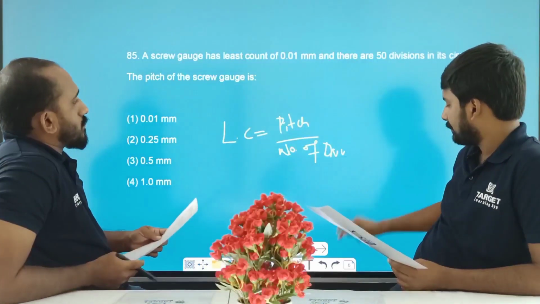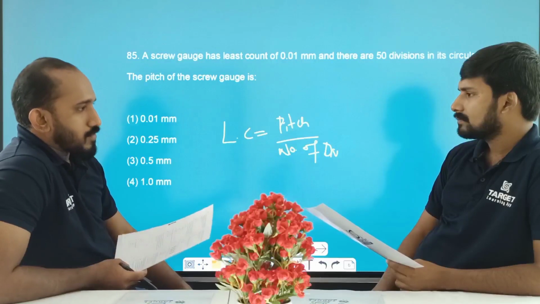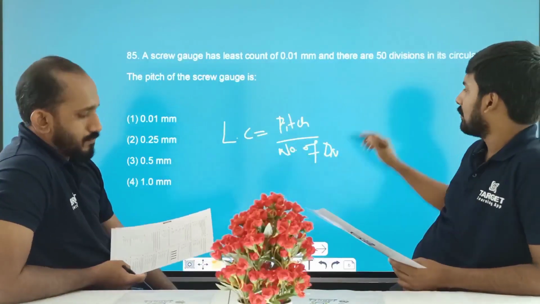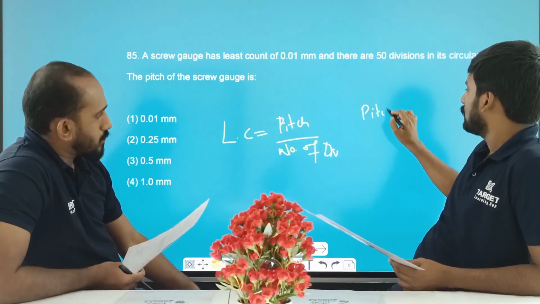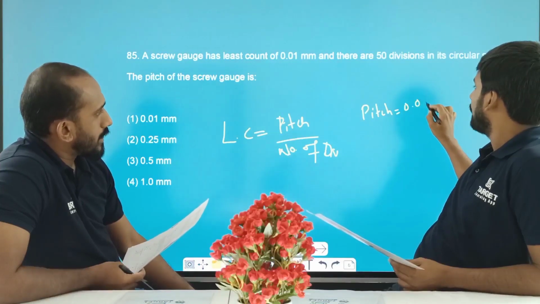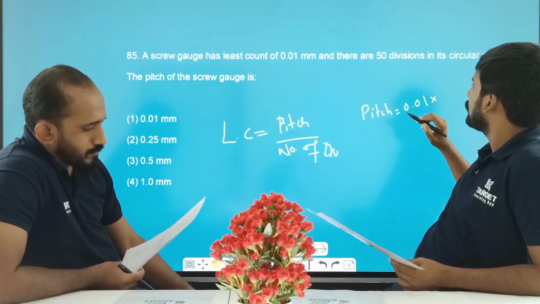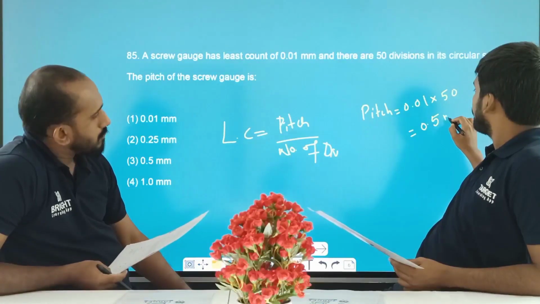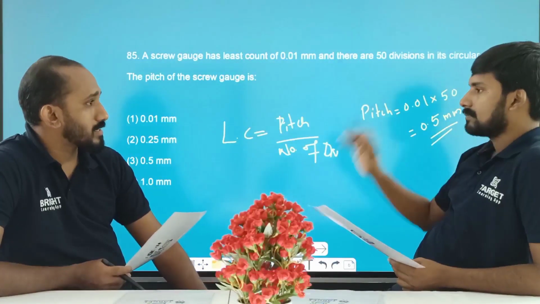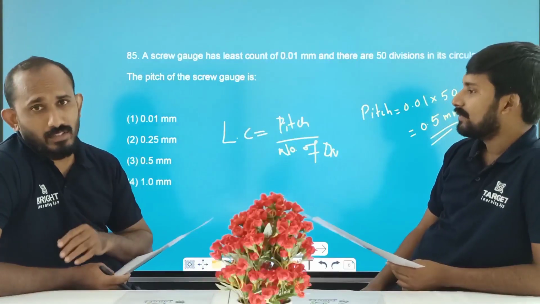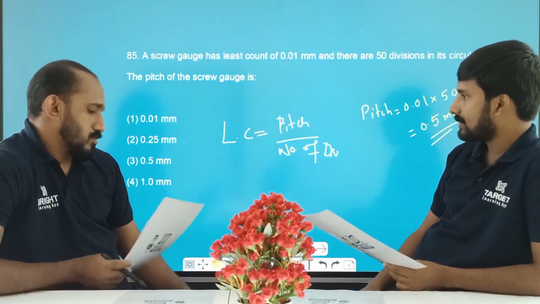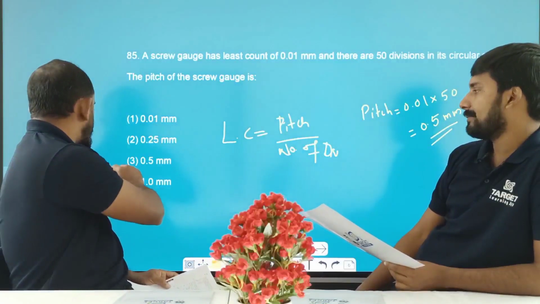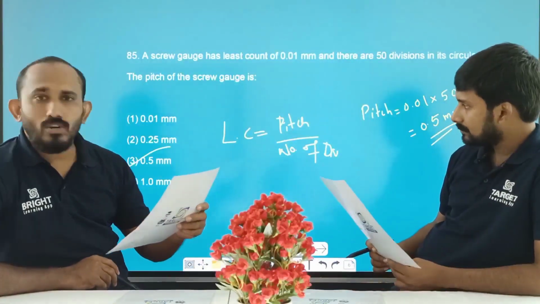So the number of divisions are there, and you have to find out the pitch. Pitch is equal to LC into number of divisions. LC is 0.01 millimeter, into 50. The answer is 0.5 millimeter. Some students used to memorize the pitch, but not here. It's 50 divisions, normally we have 100 divisions. So the answer is 0.5 millimeter. Good. We can go to the next question.